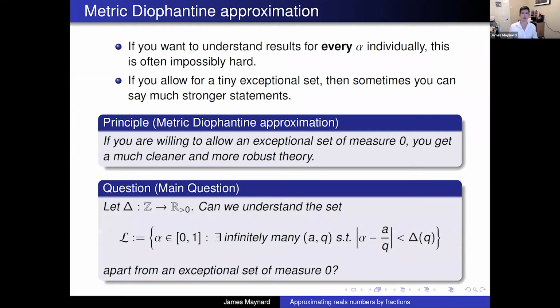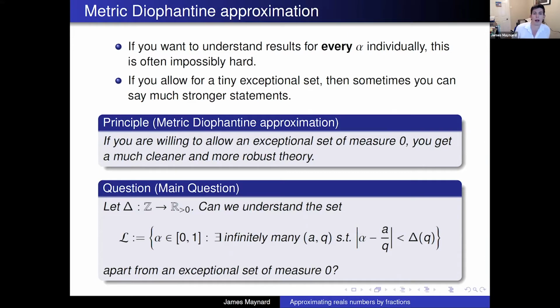And so to combine everything that we've seen so far, I'd like to talk about the main question that I'd like to think about today, where we choose an arbitrary approximation function delta, and we want to try and understand all the real numbers alpha between 0 and 1, such that there are infinitely many pairs of integers a and q where you can approximate alpha by a over q up to an error of delta(q). And we want to understand this set up to potentially an exceptional set of measure 0.